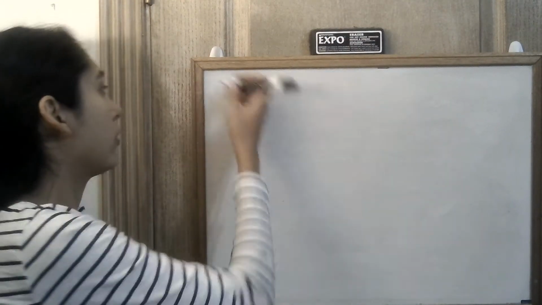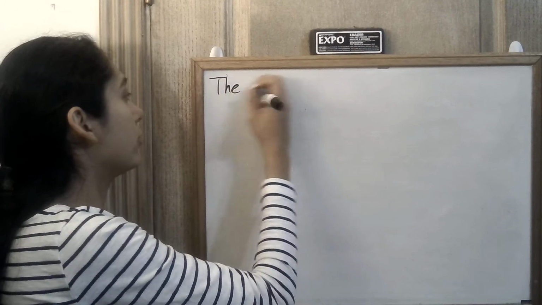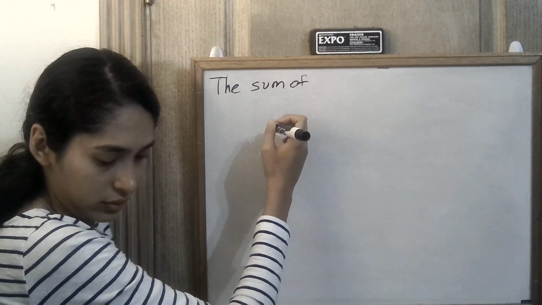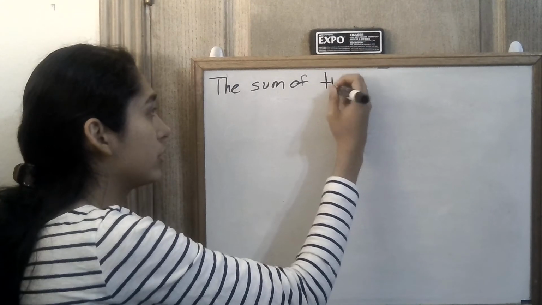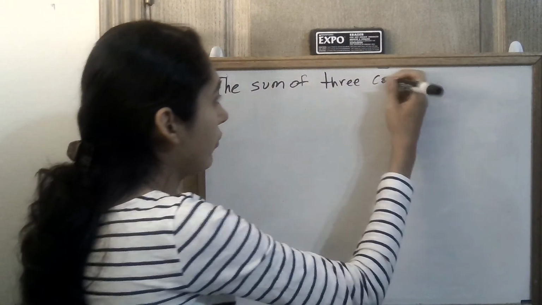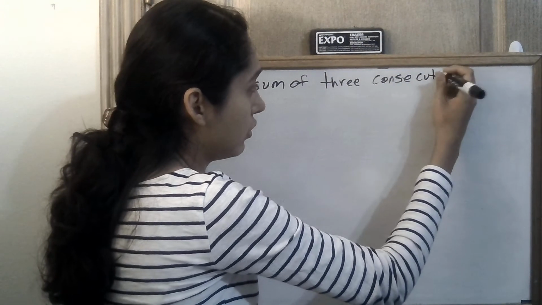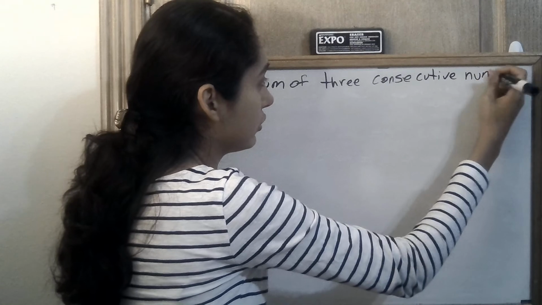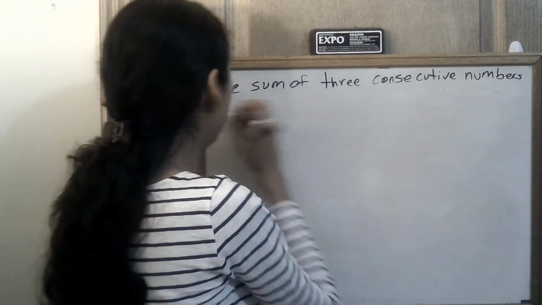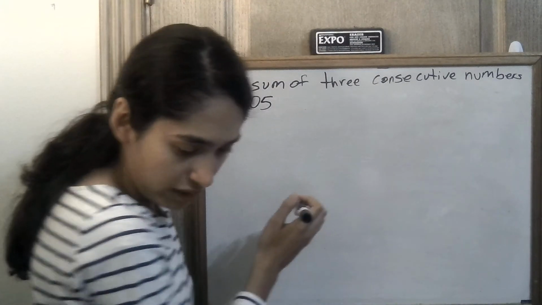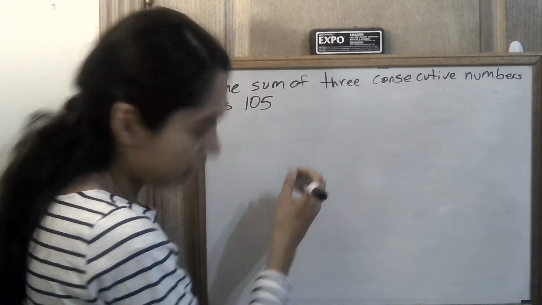Okay, so the sum of three consecutive numbers is 105. What is the greatest?